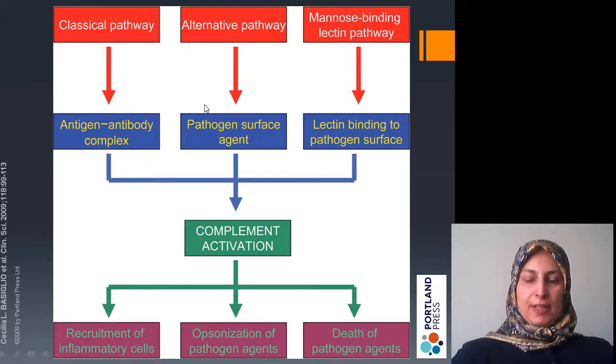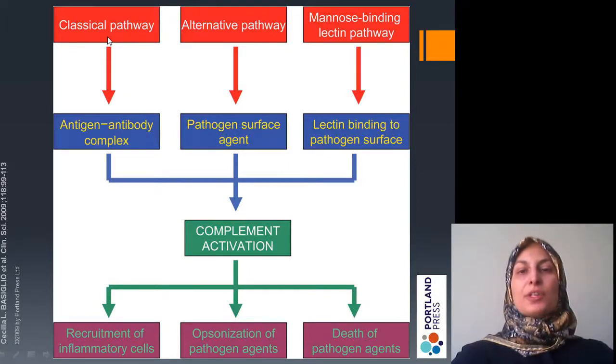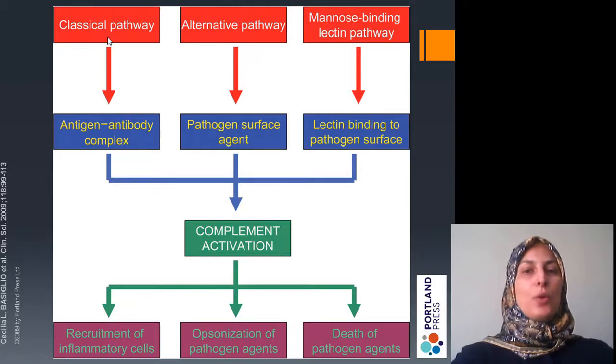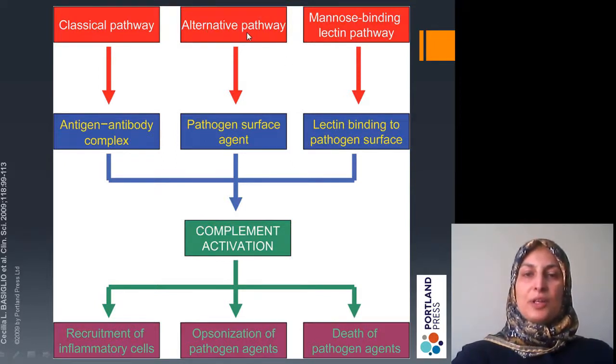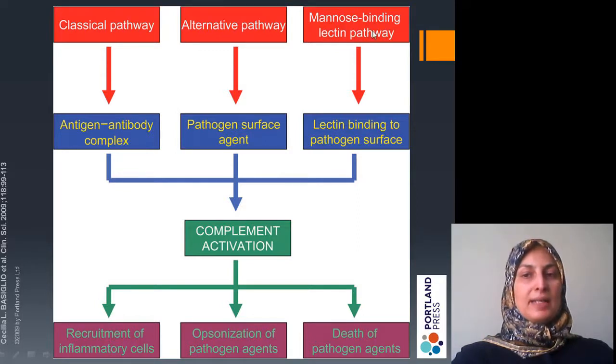So, briefly, these are the three pathways used to activate the complement system. The classical, which is the original one that was initially known and discovered. Then they discovered the alternative pathway, and they thought, okay, that's it. Finally, and recently, they discovered a third way, which is the mannose binding lectin pathway.